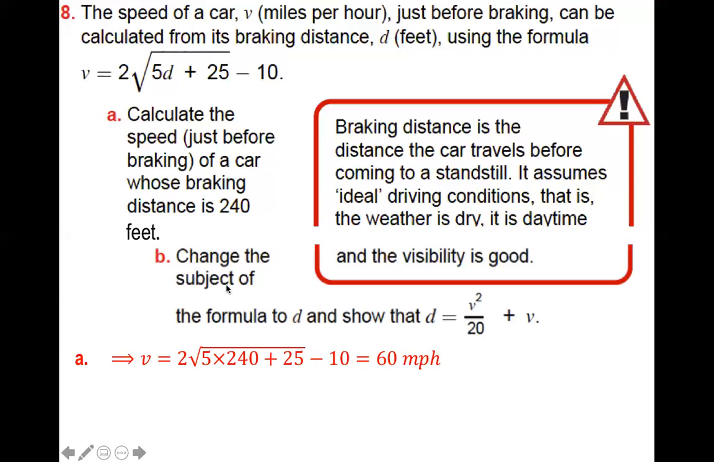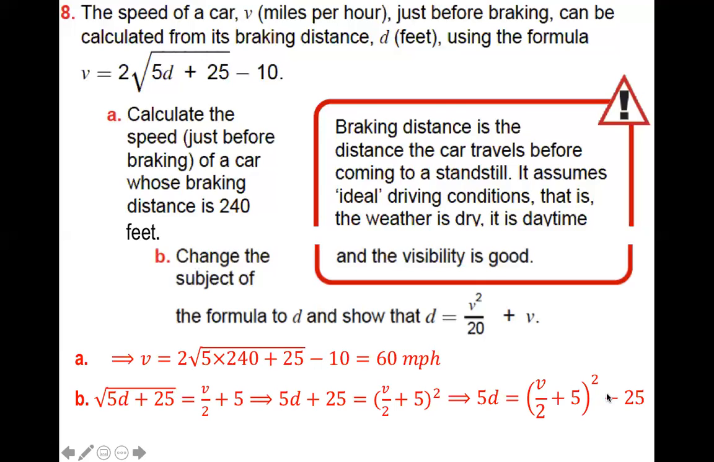Then change the subject of the formula to D. So we're going to get rid of the 10. So V plus 10, and then we're going to divide that by 2, V over 2 plus 5. Then we're going to get rid of the square root by squaring V over 2 plus 5. Then we're going to take away 25, and the whole thing at the end, we're going to divide by 5.